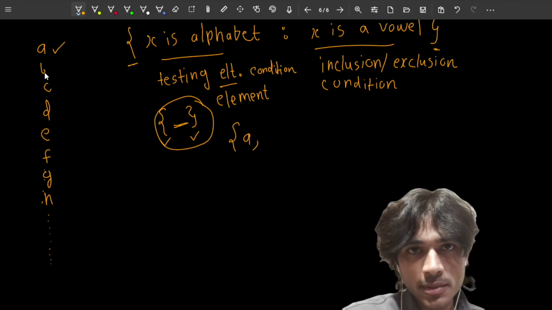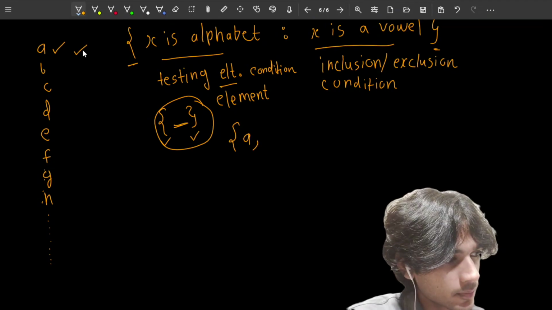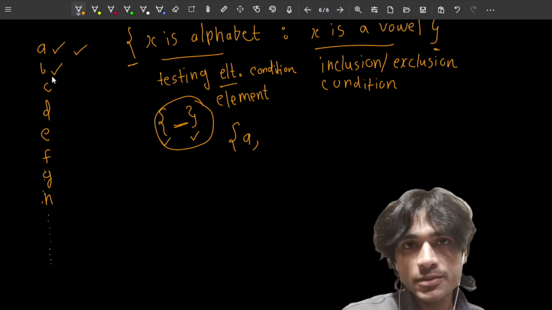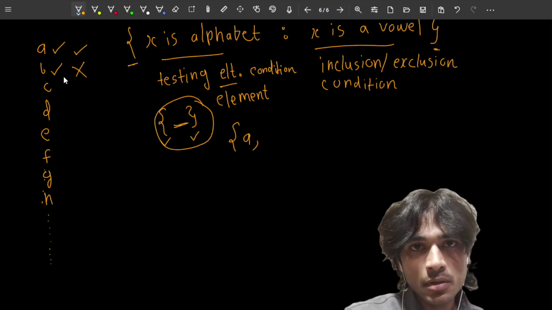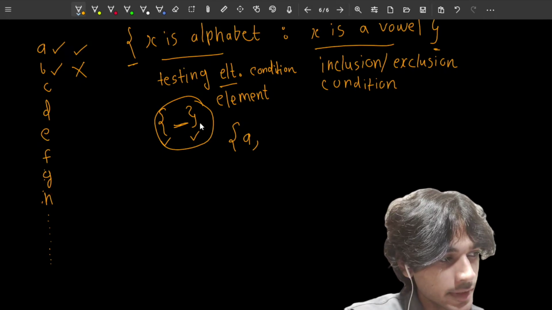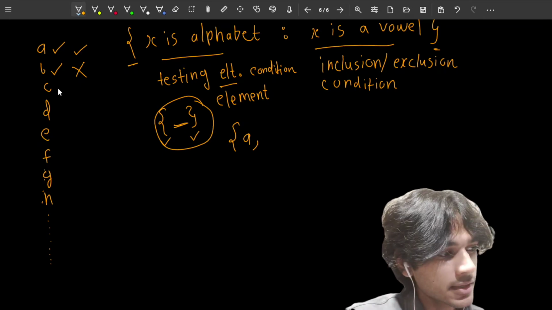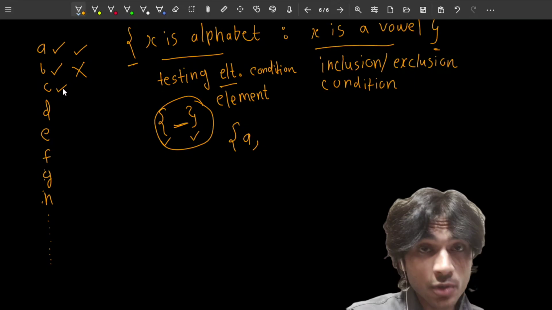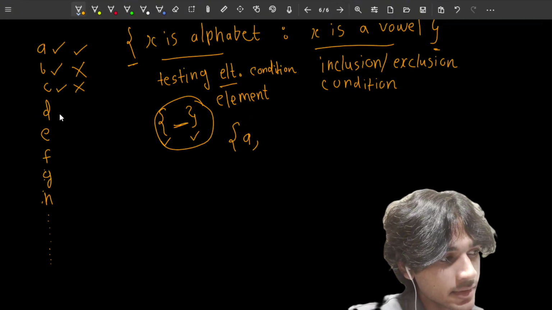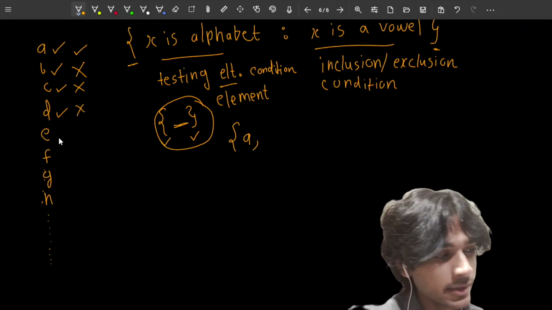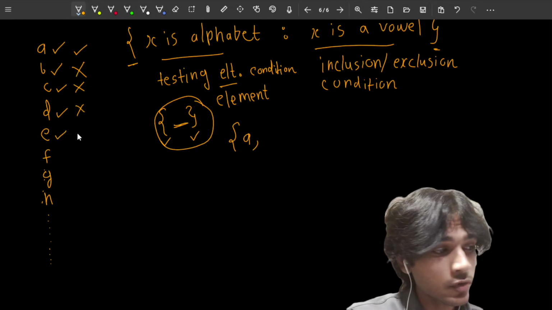Then B is an alphabet, but B is not a vowel, right? So one of these conditions is not fulfilled, and it's not going to be part of it. Similarly, C is an alphabet, but C is not a vowel, so it's not going to be part of it. The same goes for D. And when it comes to E, E is an alphabet and E is also a vowel.